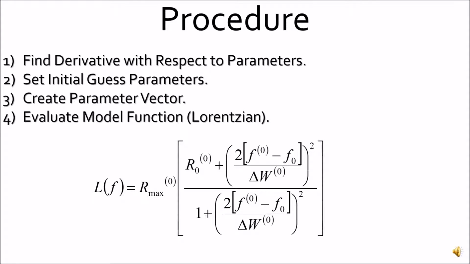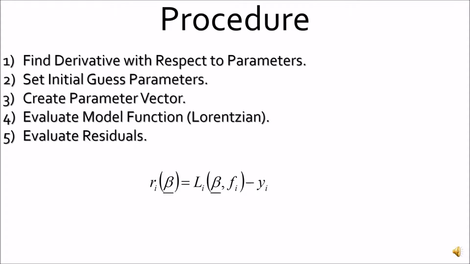The next step is to evaluate our model function, which in our case is the Lorentzian function, using our initial guess parameters and our input, which is the frequency. We then evaluate the residuals, which is the difference between our calculated values and our experimental data. Our experimental data here is labeled by y, and we do this at every position of experimental data, indicated by the subscript i here.